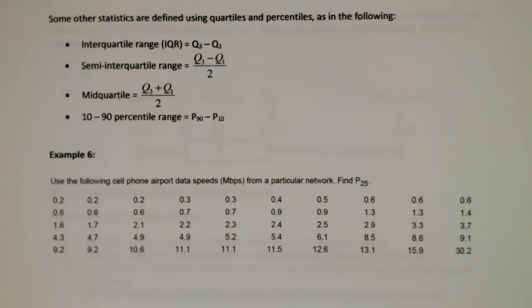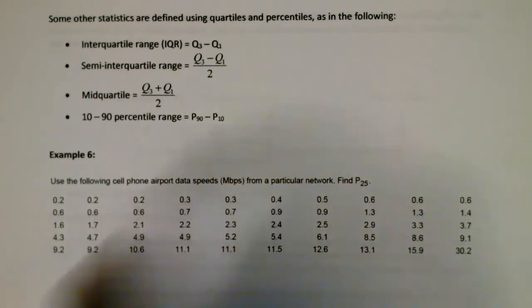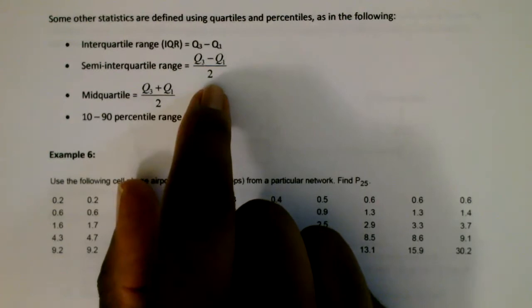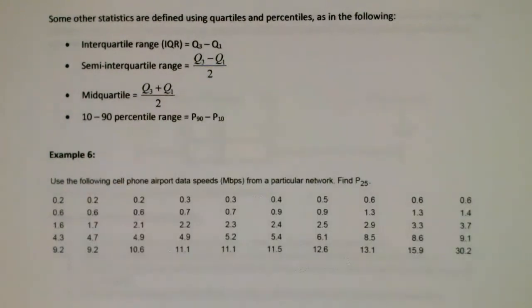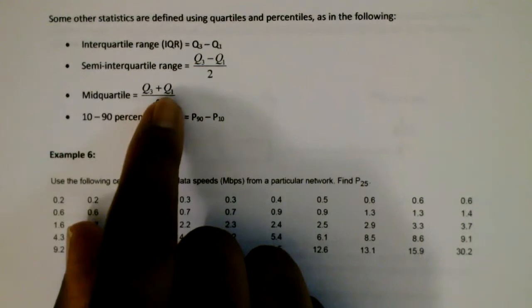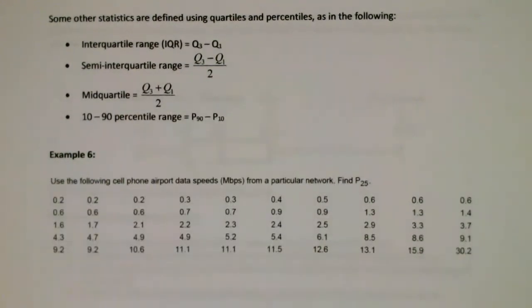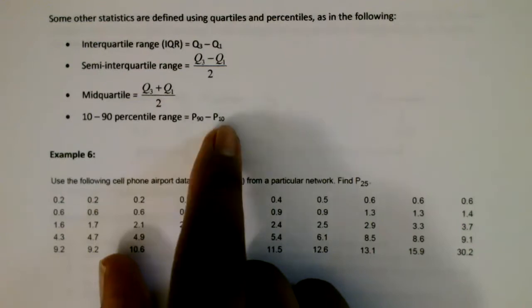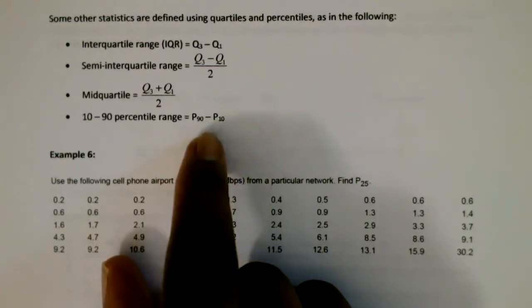Then they have the semi-interquartile range. Here you do Q3 minus Q1. That difference will be divided by 2 to get the semi-interquartile range. And then the mid-quartile range is just you add the third quartile to the first quartile, divide that by 2. And then the 10 to 90 percentile range, we use the 90th percentile and the 10th percentile. We find the difference between those two.